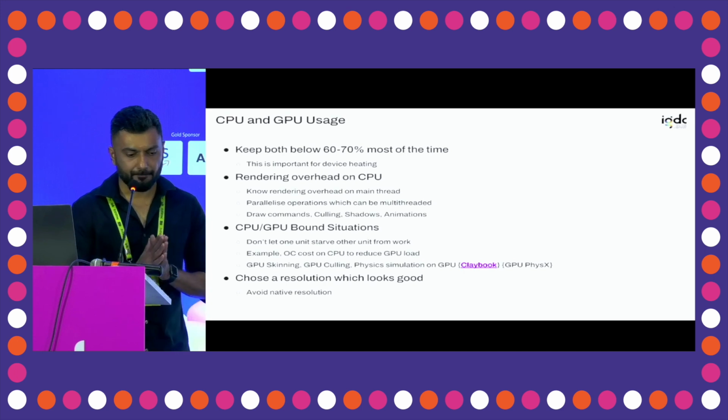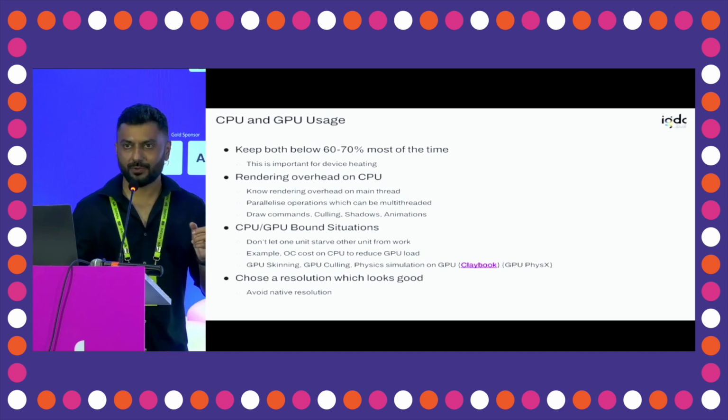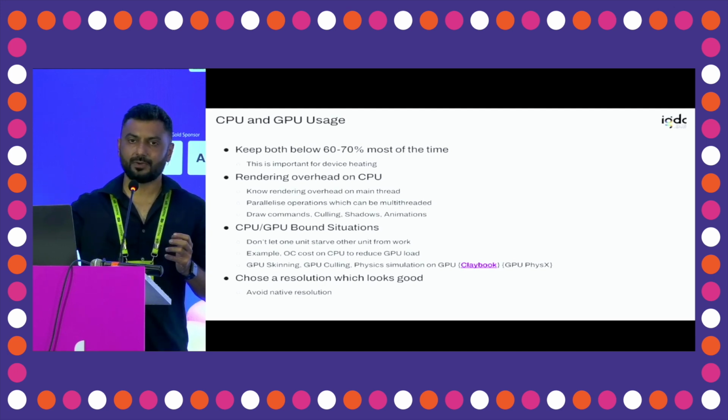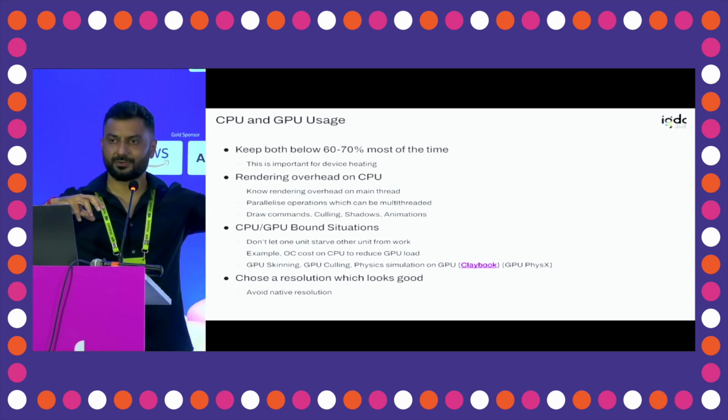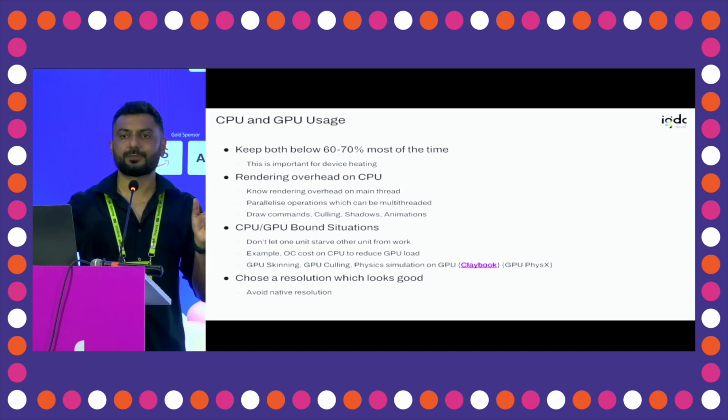At different stages, you might be either CPU bound or GPU bound, and that's where the trade-off comes into the picture. Let's say you're GPU bound, what you can do is take some overhead off the GPU and put it on the CPU. For example, you can use occlusion culling, which will reduce your GPU load, but it will take up some CPU time. So those techniques you can use.